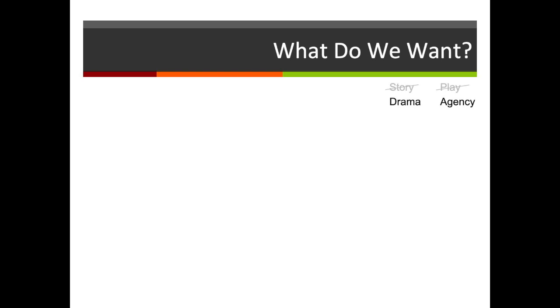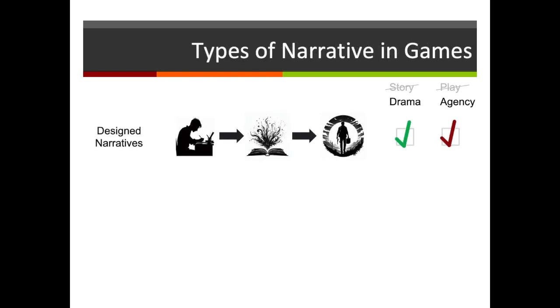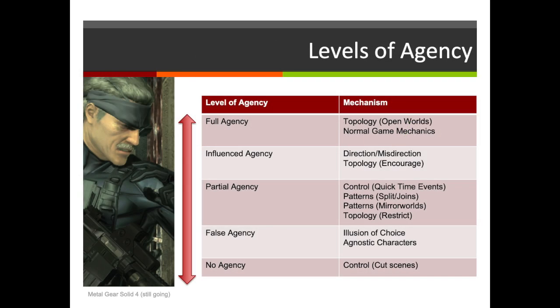So in a design narrative, you have a human author that creates a structure, perhaps a tree structure or a network structure, that is then experienced by a player. Now, this is quite a tightly controlled structure, so that means that the human author can try and make sure that the dramatic structure is in place. But by doing so, they take control of a lot of the story, and that reduces the player's agency. In a design narrative, managing these levels of agency is therefore an important part of the design process.